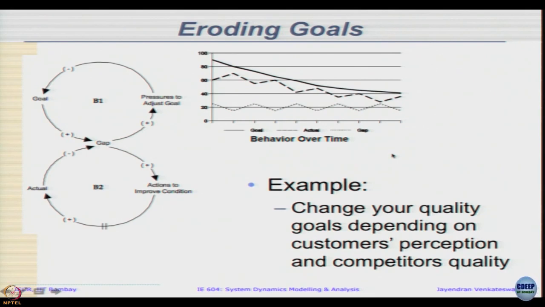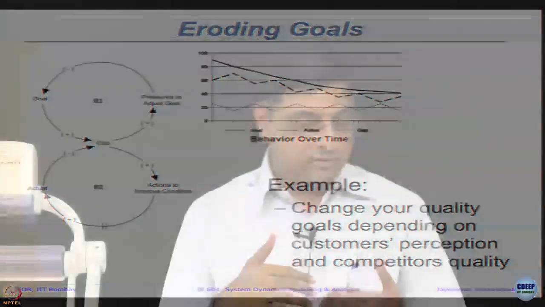Third kind of example is what is called eroding goals. This is to talk about how we have a goal and we actually change the goal. Instead of trying to change the system to achieve the goal, we change the goal so that it is in line with what we have been achieving. That is eroding goals, and I am sure we are all familiar with it. I am sure your current CPA has no relation to your goal CPA. Final semester, settle. Settle is a very common term. You settle in courses, settle in everything. You settle over here. Plus. So that's eroding goals.